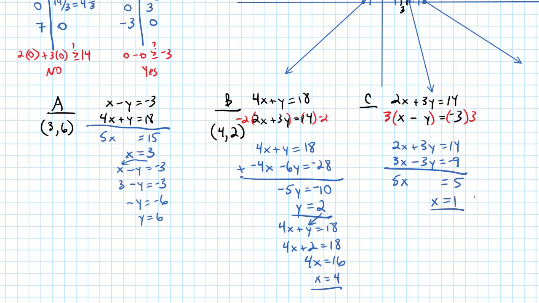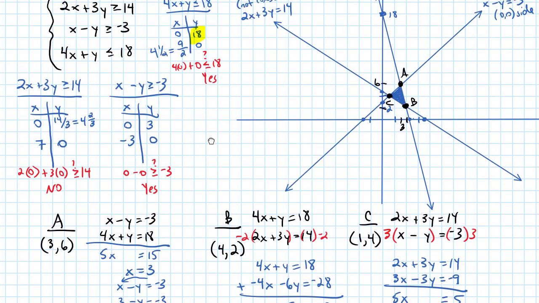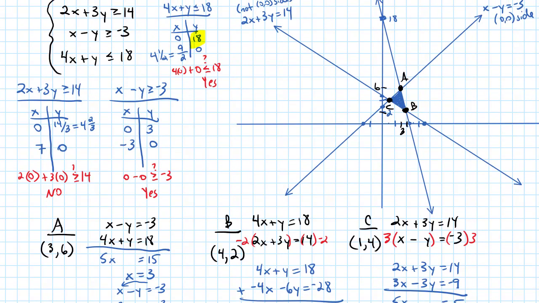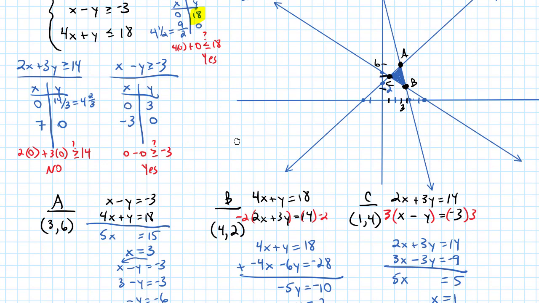All right, so if x is 1, we plug that back in. I'll plug it into the second equation to solve for y. So I get 1 minus y equals negative 3. Subtract the 1 and divide by negative 1, and we can see that y is 4. So vertex C should be the ordered pair where x is 1 and y is 4. Let's go look at it. So here is where x is 1. That's good. And here's where y is 4. So that looks very reasonable.